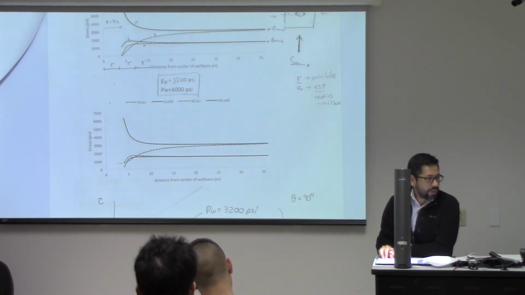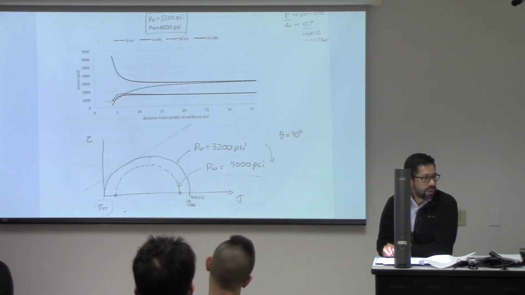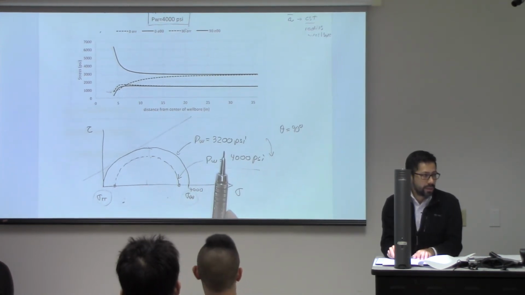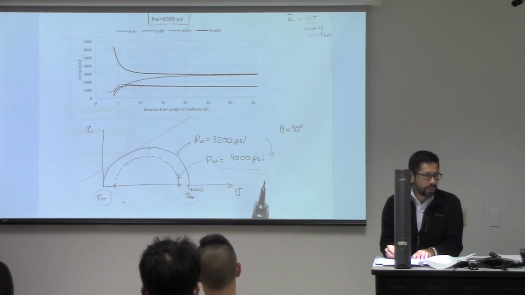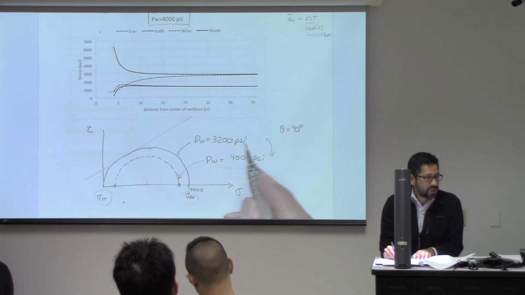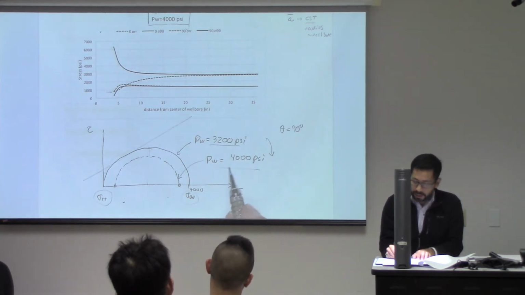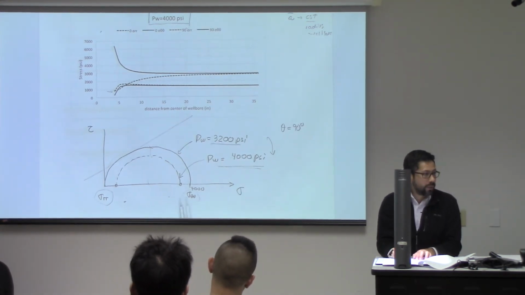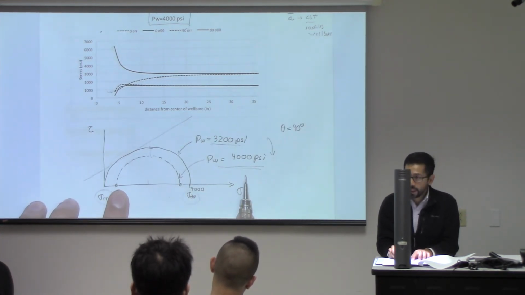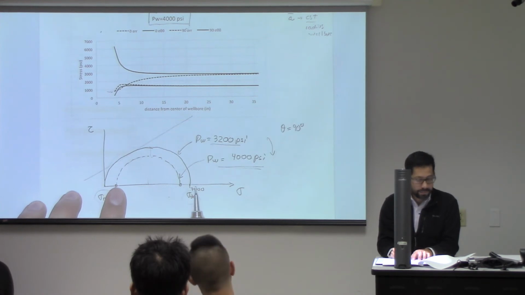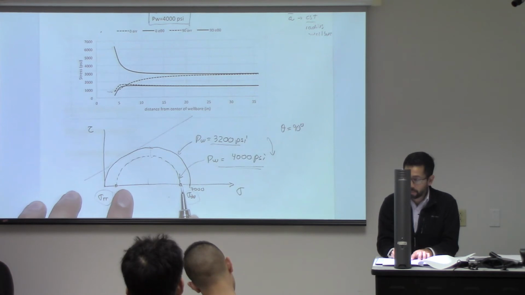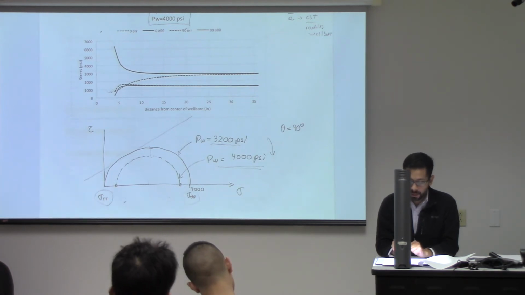And if you were to plot more circles for that, you will see that this is the case with PW minus PP equal to 0. And this is the case with PW minus PP equal to 800. So by increasing the radial support, you decrease the size of the Mohr circle in this case.